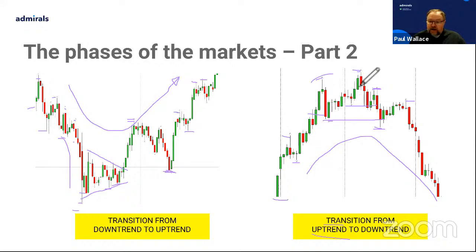Some people would look at that and say, well, Paul, that could be viewed as a head and shoulders, which is a reversal pattern. Sometimes the transition can print a very nice, clear reversal pattern, but very often it doesn't. Very often it can be messy, because the end of a trend is messy, and that's okay.